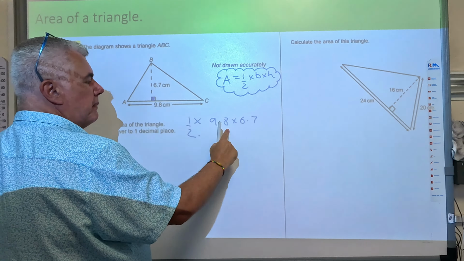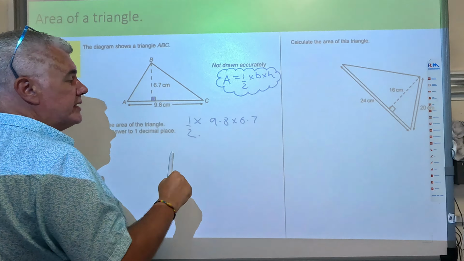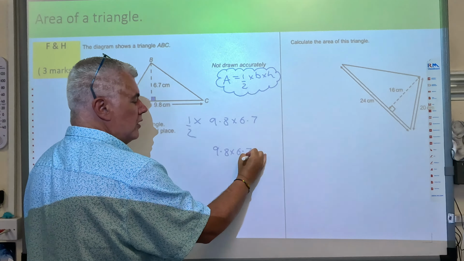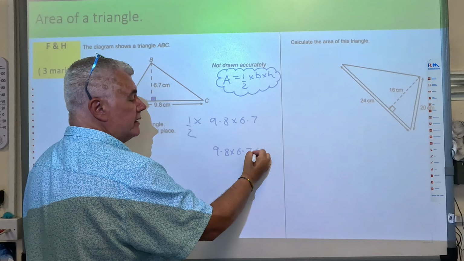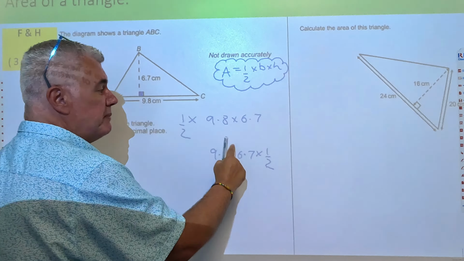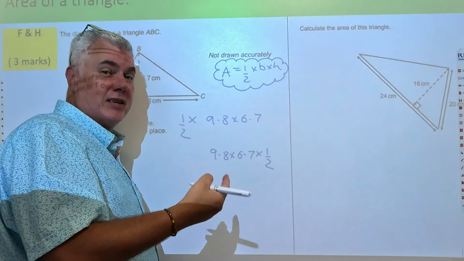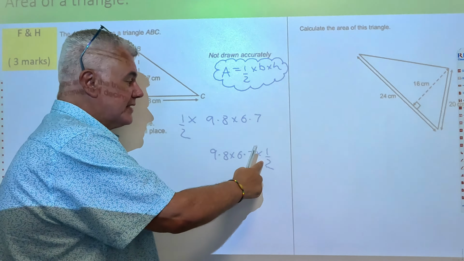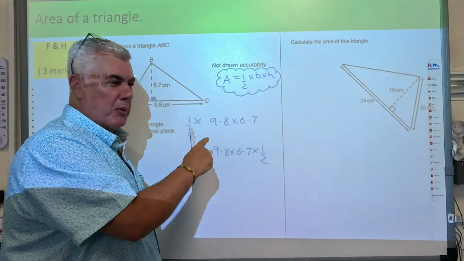I could have written multiply my base times my height, then halve it, or halve it first. These will give me the same answer. It doesn't matter what order we multiply in. This will give me the same answer as this. In your exam, only write one of them down.